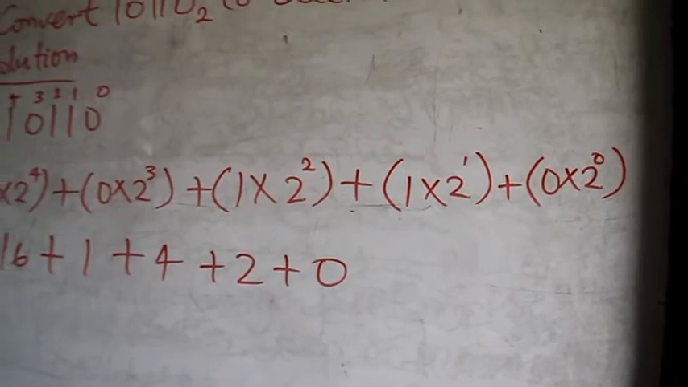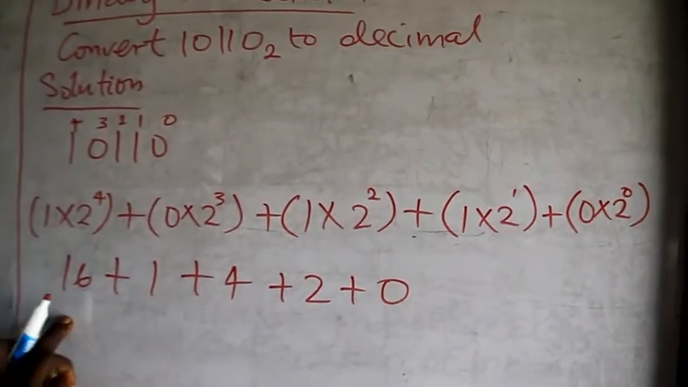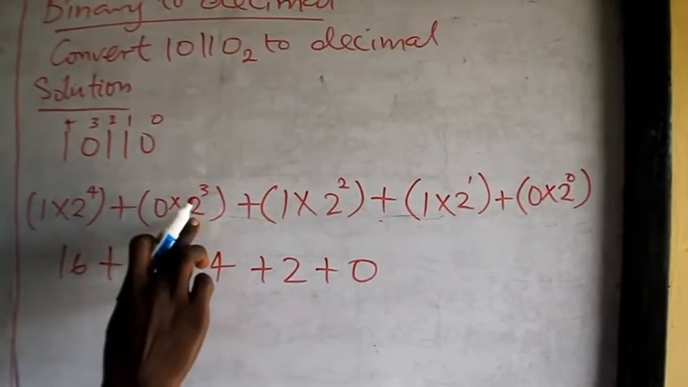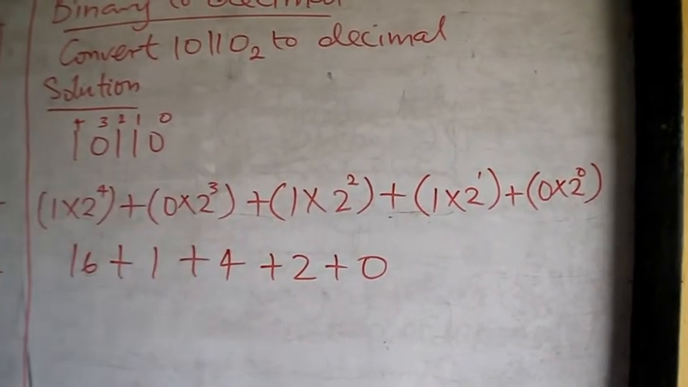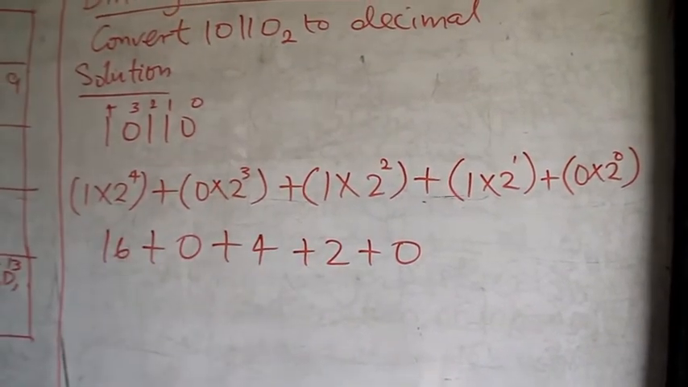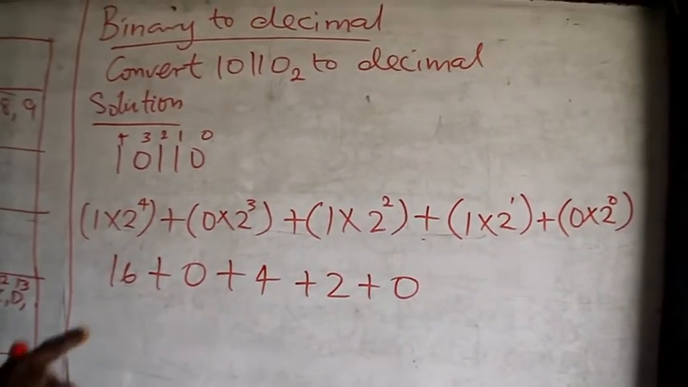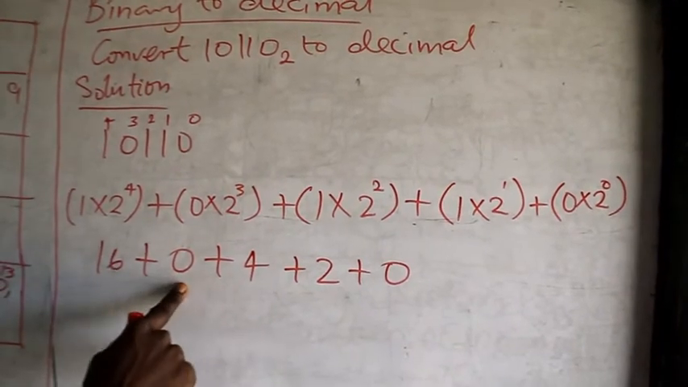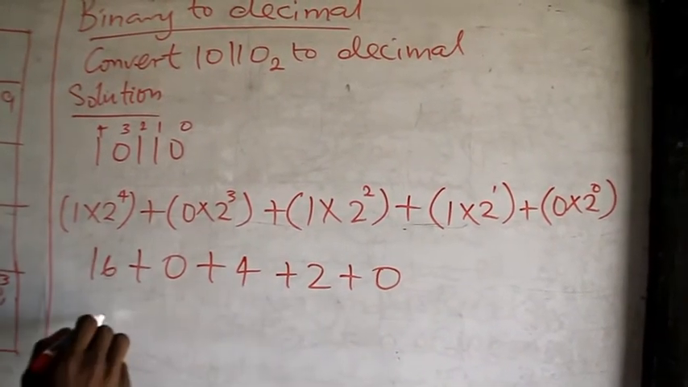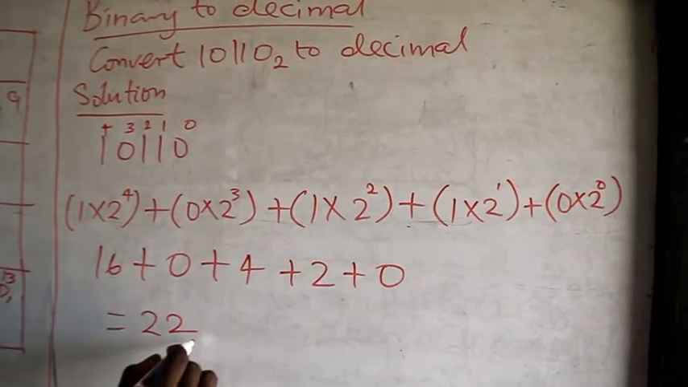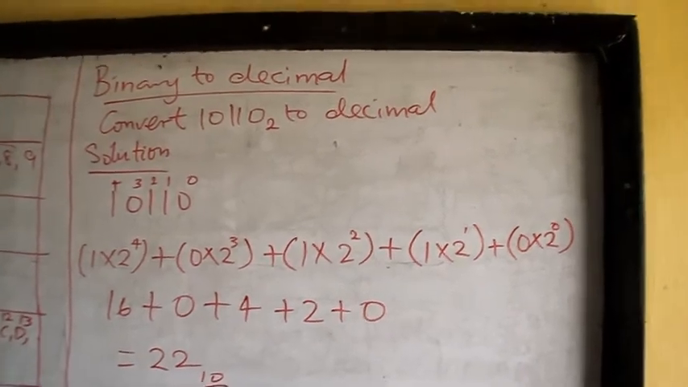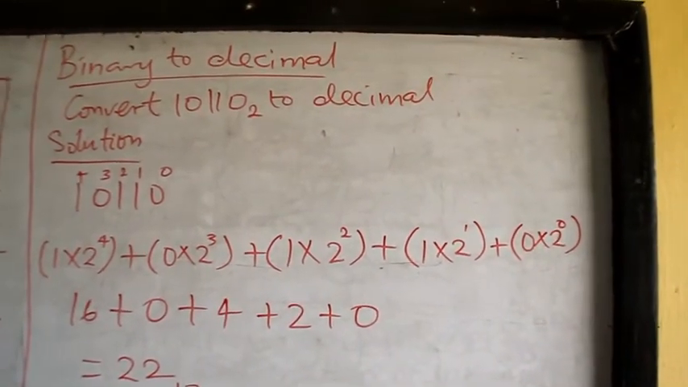So we're going to add them together: 16 plus 0, which is 16, plus 4, which is 20, then plus 2, which is 22. Then our answer is 22 base 10. So that is how we convert from binary to decimal.